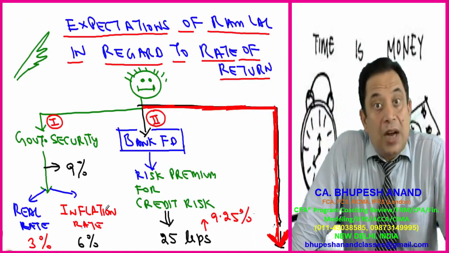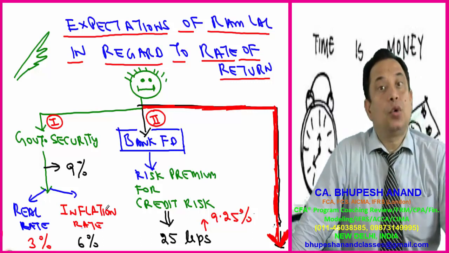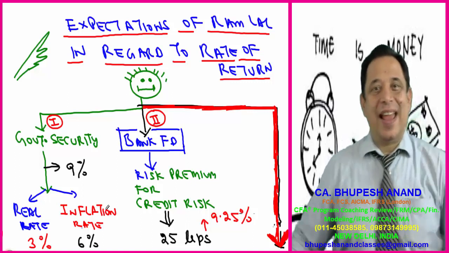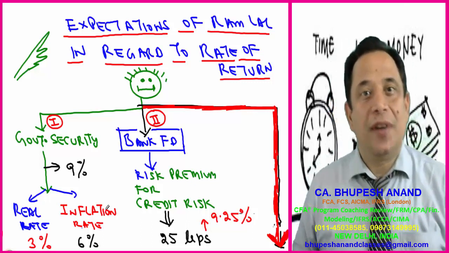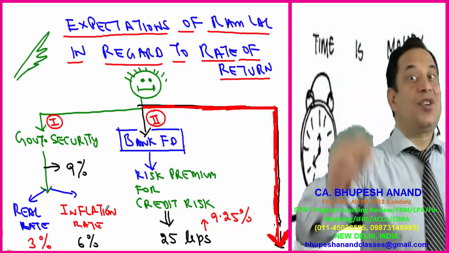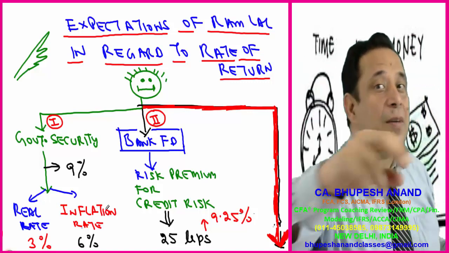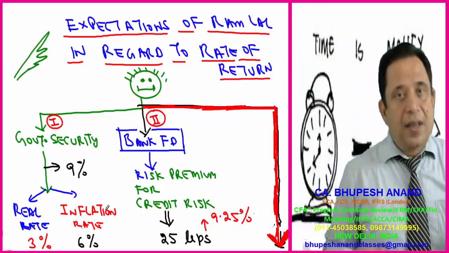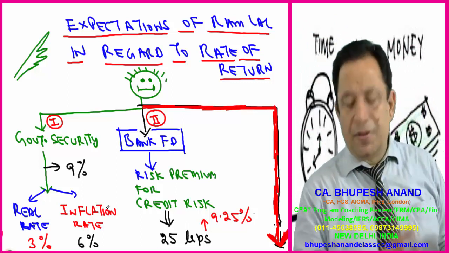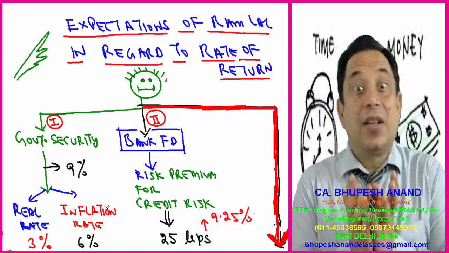Now please prepare this flowchart. What are his expectations? Expectations of Ramlal in regard to rate of return. He will have different expectations for different investments. In case of a government security, a sovereign bond, a risk-free security, supposedly I have written there a real rate of 3% and let the inflation rate be 6%. So his expectation will be 9%. That is the required rate of return in case of a government security.